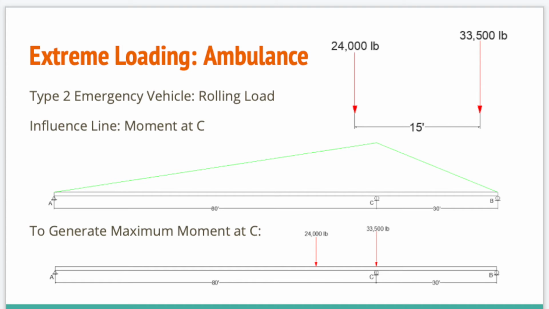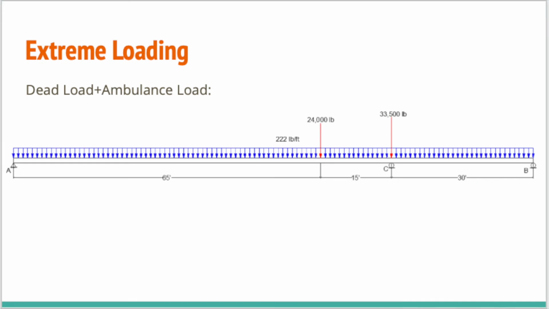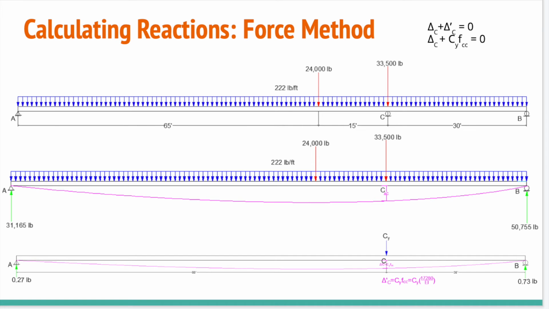A standard Type 2 ambulance can be analyzed as a rolling load, with 2 point loads of 2.4 and 3.35 kips 15 feet apart. In practice, influence lines should be calculated for the moment at each support, and the ambulance load should be analyzed at the 3 different locations that cause maximum moment at each of the 3 supports. However, for the purposes of this analysis, we chose to analyze maximum loading conditions only for support C.